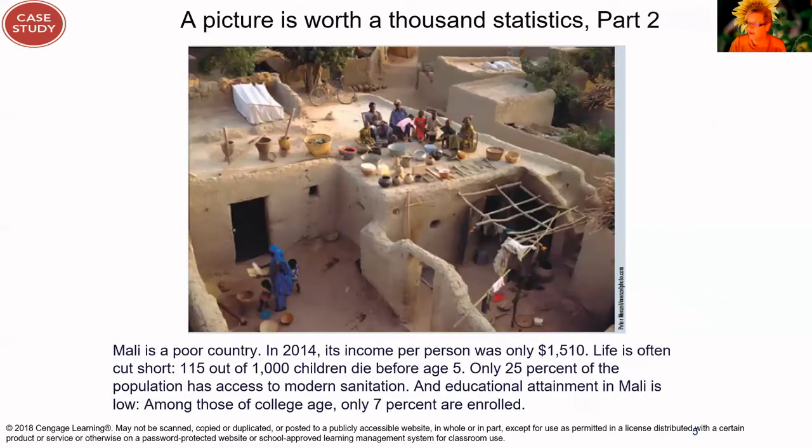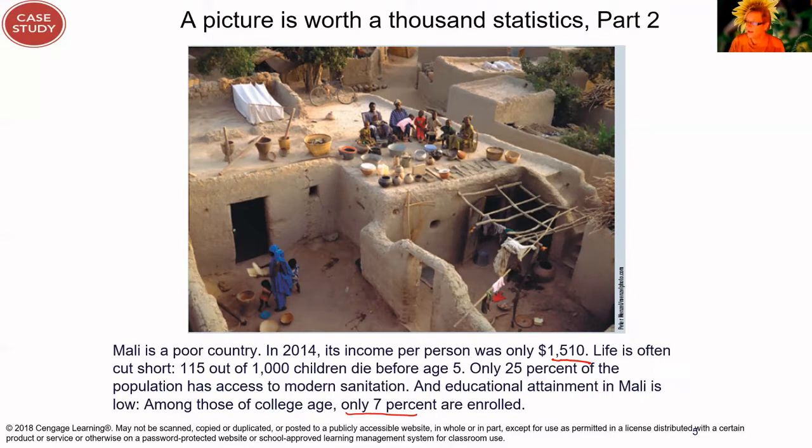Here we have an underdeveloped economy, a poor country, and income per person is 1,510, very high infant mortality rate, not a lot of access to sanitation. Then we talk about health, and in terms of modern sanitation, educational attainment is low, and of those college age, only 7% are enrolled. So these are some of the bigger statistics that we use when we compare.